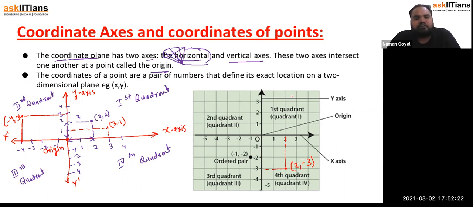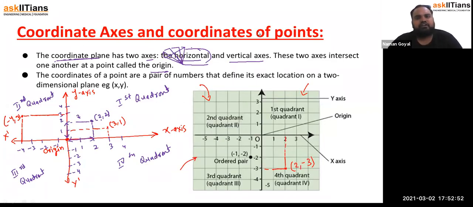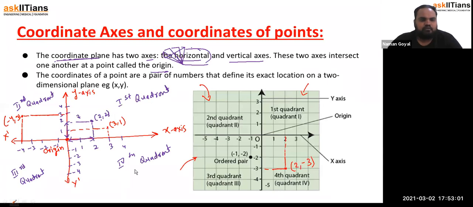Okay, so what we can conclude: if any point is in the first quadrant, the x coordinate and y coordinate both are positive, isn't it? If the point is in the second quadrant, x is negative, y is positive. If the point is in the third quadrant, x is negative, y is negative. For the fourth quadrant, x is positive, y is negative. Okay, so this is all about what? Coordinate axis and coordinate of a point. Got it? Got it. Now there are some applications, and we are going to learn them.